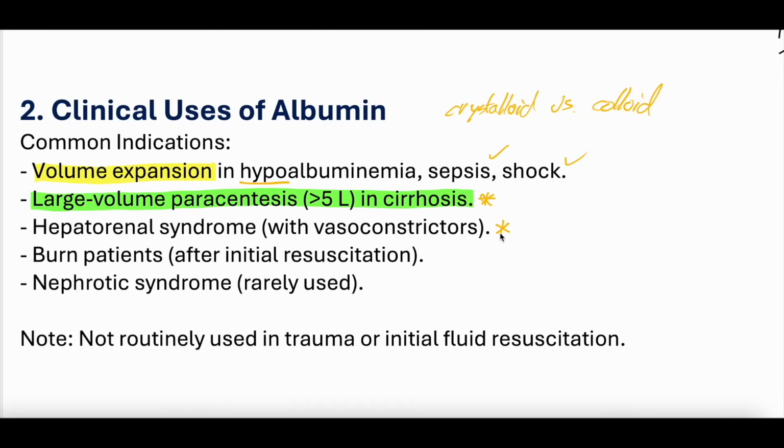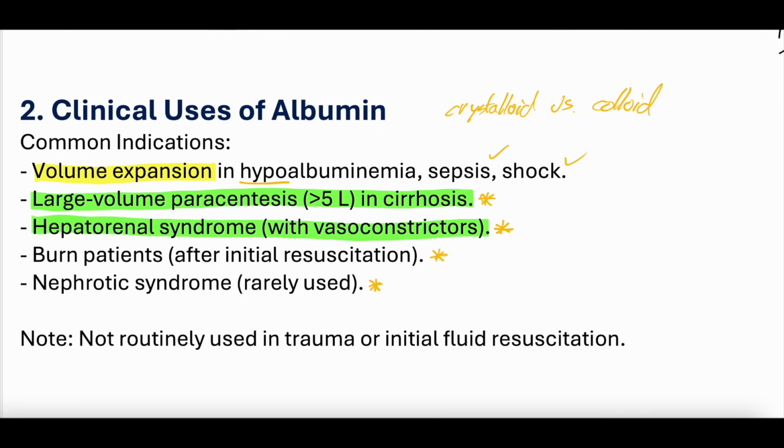Hepatorenal syndrome, this is where you start to have renal dysfunction because your liver has failed. The albumin has been shown to improve renal function in that scenario. Burn patients, we don't take care of a lot of bad burn patients, but people do use albumin. And then nephrotic syndrome. This is a renal umbrella term for different renal diseases where you can lose albumin. The kidneys leak albumin into the urine and you pee it out, so you can get hypoalbuminemia, and sometimes you need albumin back.